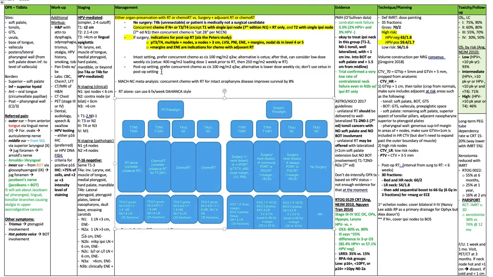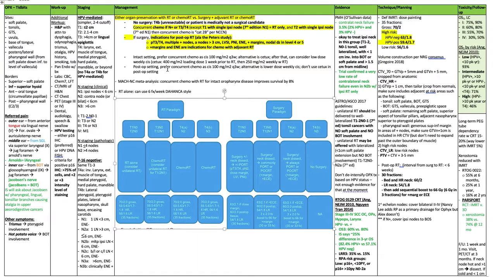In the post-op setting, you prefer concurrent chemo as cisplatin 100 milligrams per meter squared every 3 weeks. The alternative is lower dose weekly cisplatin. Don't use cetuximab in the post-op setting. The MACH-NC meta-analysis showed concurrent chemo with radiation for intact oropharynx disease improves survival by 8%. Radiation alone, you can use 6 fractions per week, DAHANCA style.